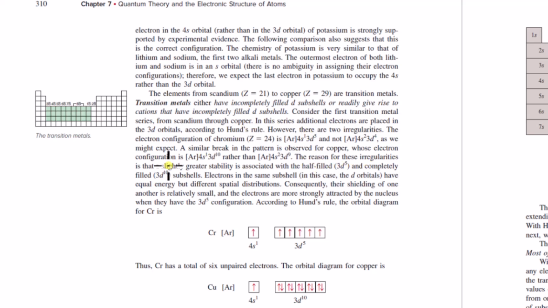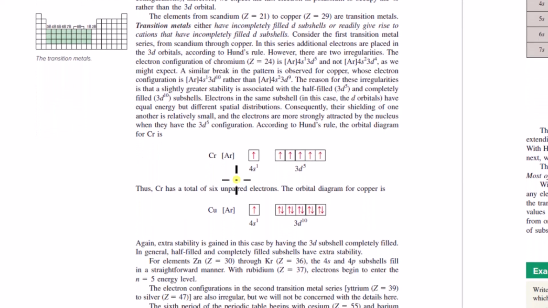The reason for these irregularities is that a slightly greater stability is associated with the half-filled and completely filled subshells, right? So what they're saying here is, if you have an entire subshell, so remember, a subshell is a principal quantum number combined with an angular momentum quantum number L. So a principal quantum number and an L, that's a subshell. Here you get, I think this is obvious, right? You get all of these parallel spins. You get all these unpaired spins. Hund's rule shows why you would do this, but this is a little more subtle.